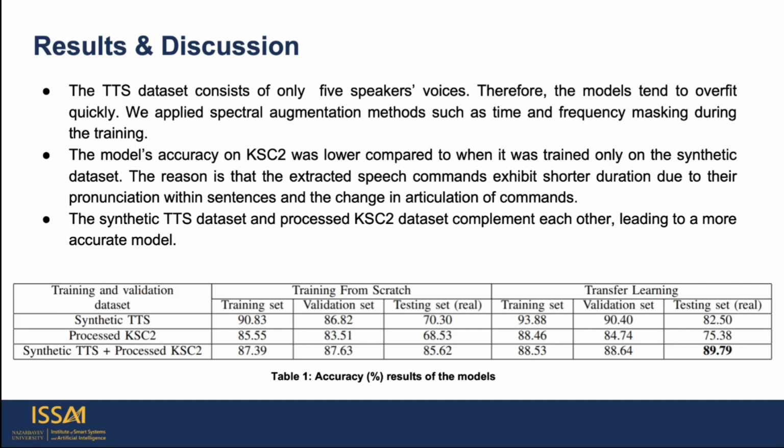To address this issue, we applied spectral augmentation methods such as time masking and frequency masking during the training. When the model was trained using combination of synthetic TTS and processed Kazakh Speech Corpus 2 dataset, it obtained 87.39% accuracy on combined training set and the same on the validation set, and 85% on the real-world test set. Employing transfer learning further enhanced the outcomes, with the model achieving 88% accuracy on the training and the same on the validation set, and 89% on the real-world test set.